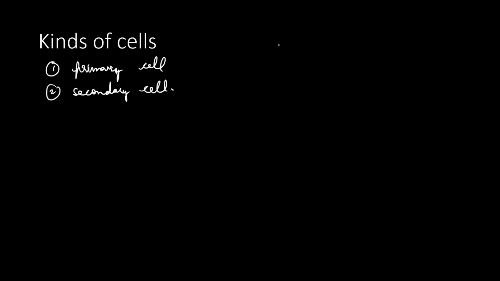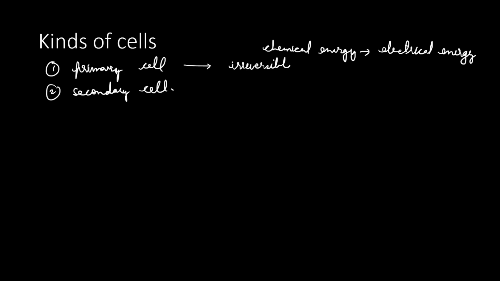Now in direct current, there are kinds of cell. So in kinds of cell, you have primary cell and secondary cell. I have already told you that in a cell, you have chemical energy that gets converted to electrical energy. In a primary cell, this chemical energy to electrical energy reaction is irreversible. But in a secondary cell, it is reversible.